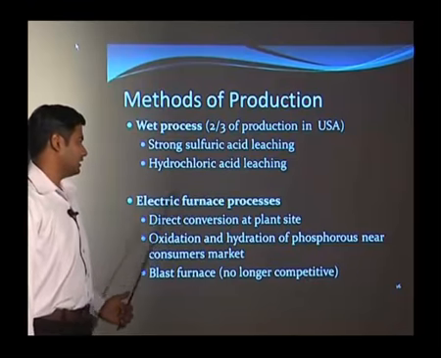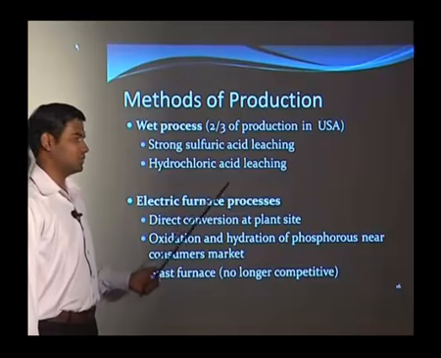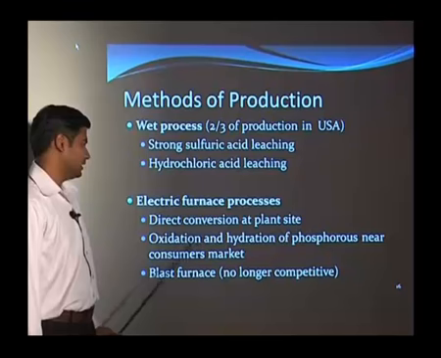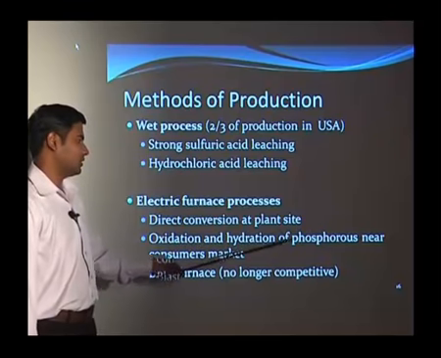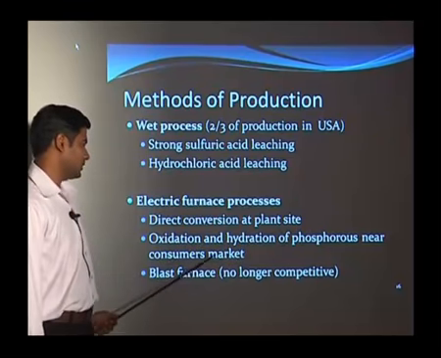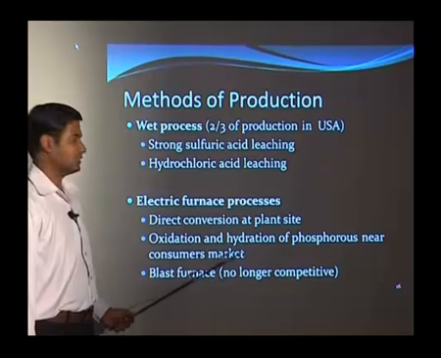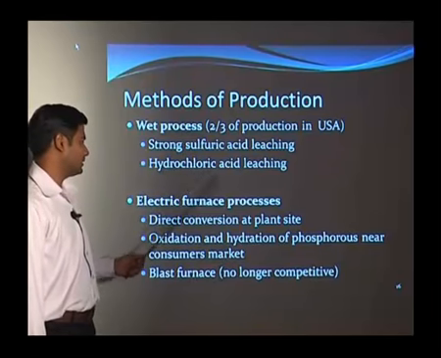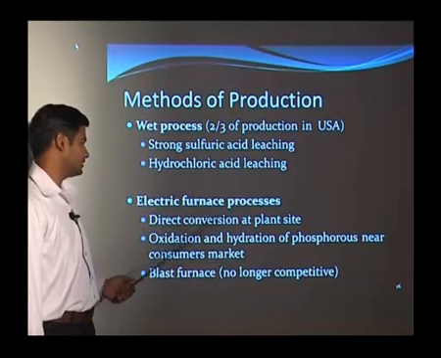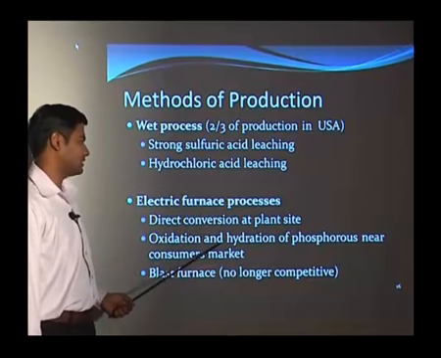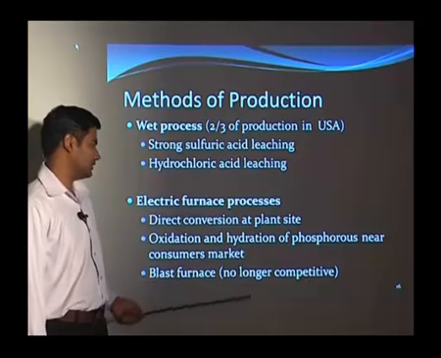Then there is the other method, the electric furnace process. Here we can have the direct conversion at plant site, and the oxidation and hydration of phosphorus near the consumers' market, and we can have the blast furnace, but it is no longer used nowadays. So we will discuss the wet process and the electric furnace process, and in this we will discuss the direct conversion at plant site and the oxidation and hydration of the phosphorus near the consumers' market.